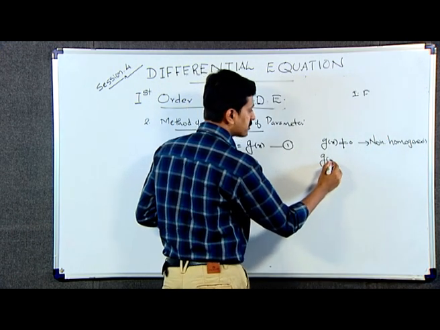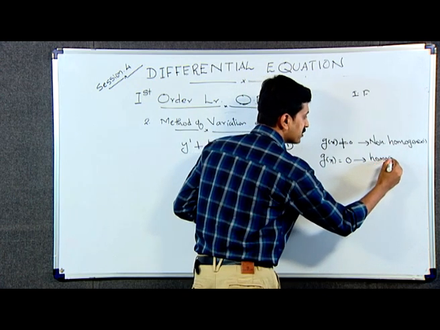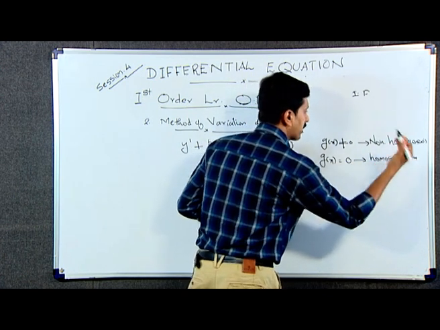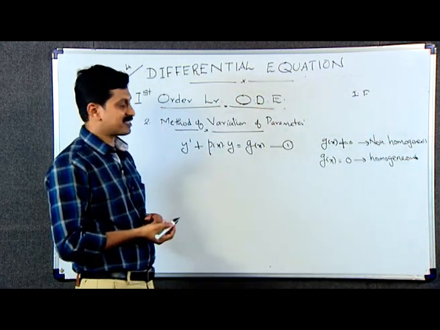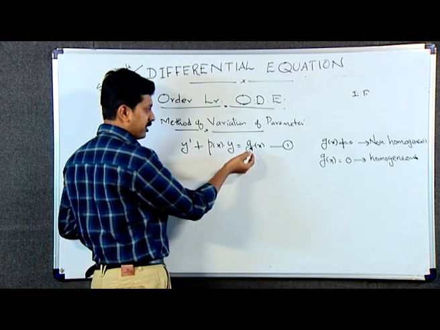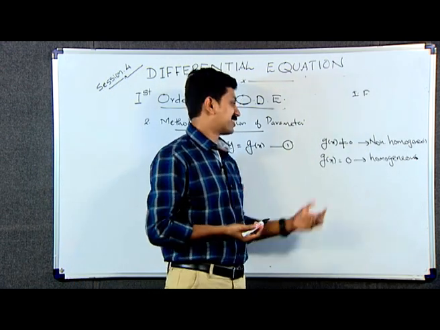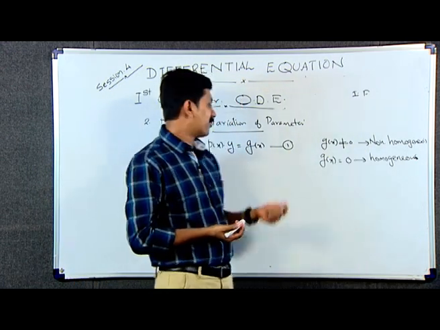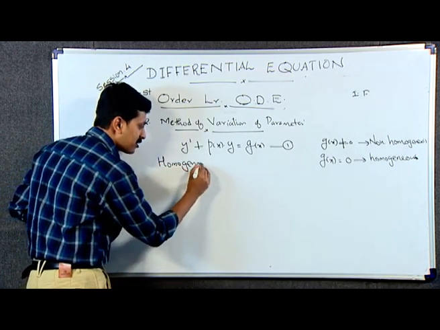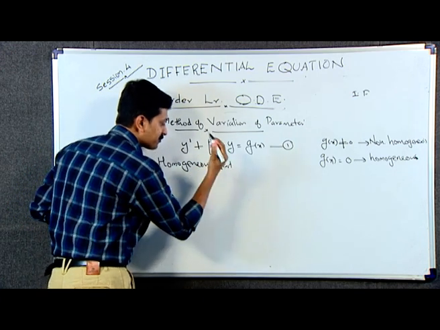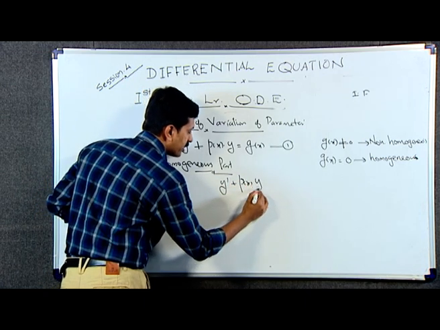And if g of x is equal to 0, then we treat this as a homogeneous linear differential equation. For every non-homogeneous linear differential equation, there is a homogeneous part. We can consider its homogeneous part, that is y dash plus p of x into y is equal to 0.